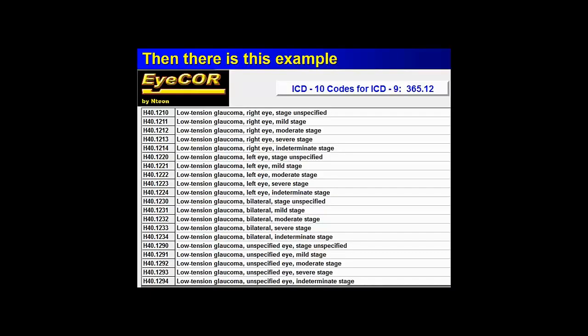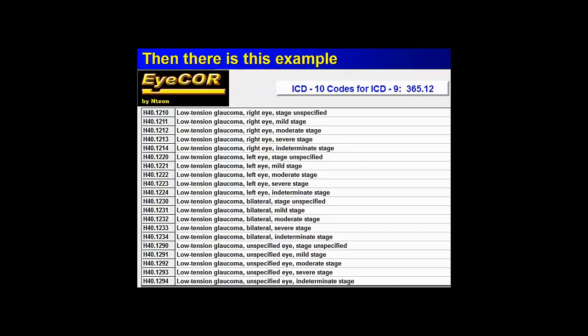Here's another example. This is what I would consider the worst case scenario when you're trying to map something in a common sense mode from how you bill or code now with ICD-9 to how you're going to have to do it with ICD-10. So we have low tension glaucoma, and it is both eye and severity based. So I have, as you can see in front of you, the right eye, mild, moderate, severe, left eye, mild, moderate, severe, bilateral, etc.